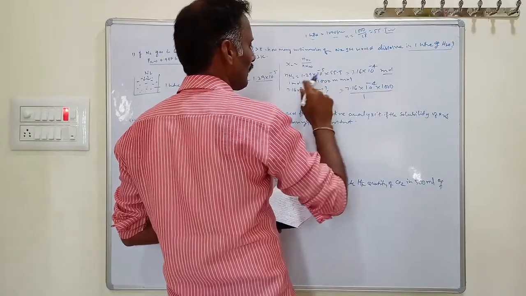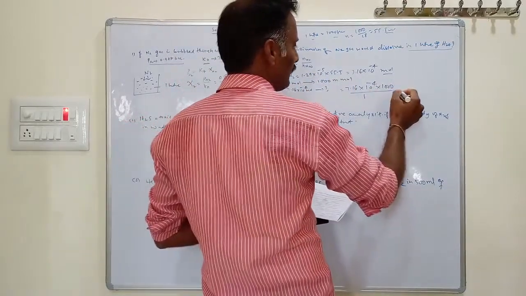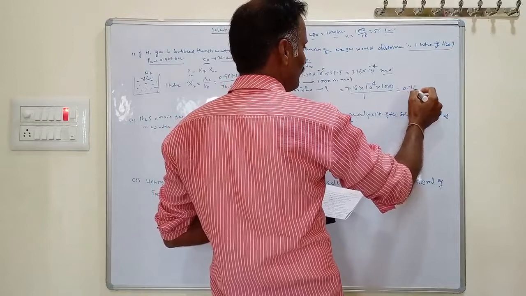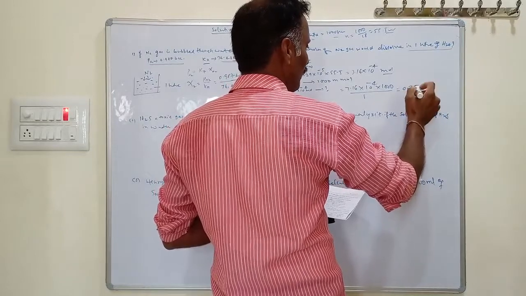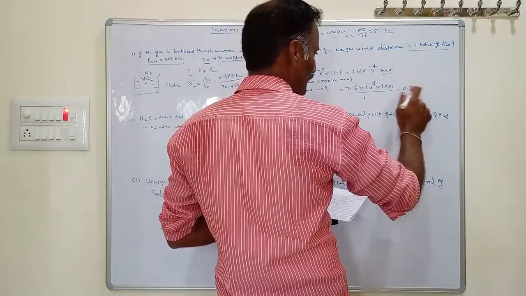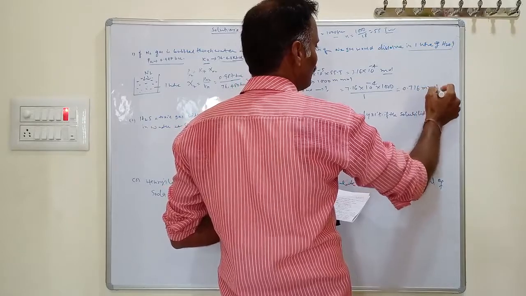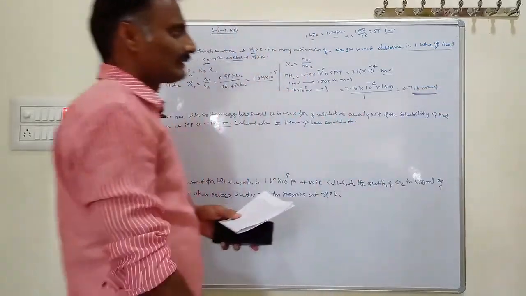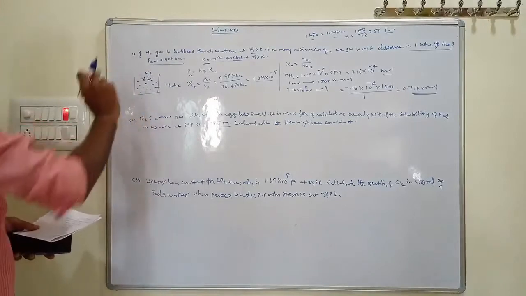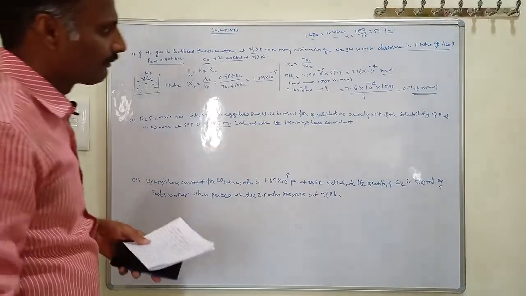This is 1 mole. In cross multiplication, you will get this one. It is here. This is 0.716 millimoles. This is the answer. Like this, we are solving. This is the problem here. This is based on Henry's law.